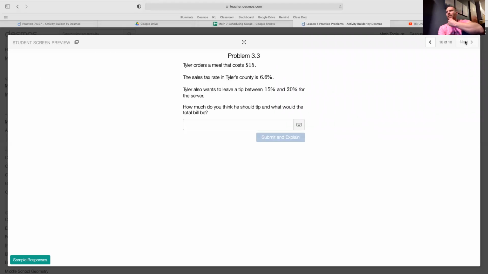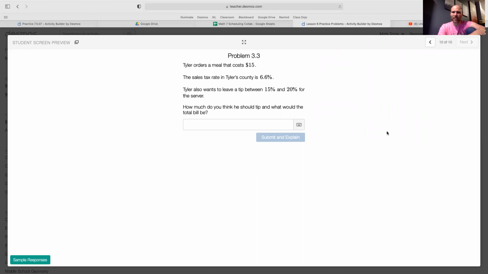All right, and the last one, same thing. Okay, Tyler orders a meal for $15. Sales tax is 6.6%. Tyler also wants to leave a tip between 15% and 20% for the server. How much do you think he should tip, and what would the total bill be? It's kind of a weird question. Do we get to just decide how much he should tip?